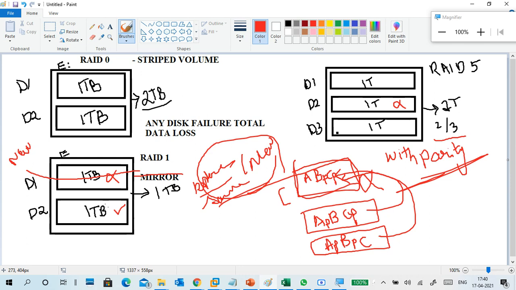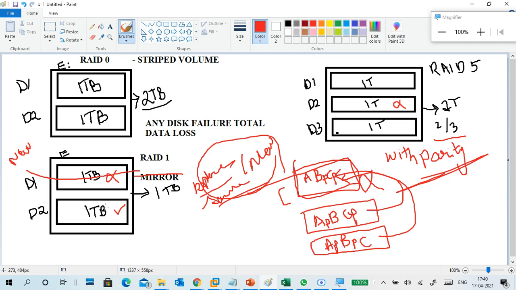The RAID over a mirror advantage is, in a mirror, 50% of the total size we are not able to use, like two disks we are using, one disk size we are getting. And next one is, if one disk is failure and I replace it with a new disk or the same disk, what happens? The mirror breaks. Again we have to configure the mirror from the start. So that is the one.